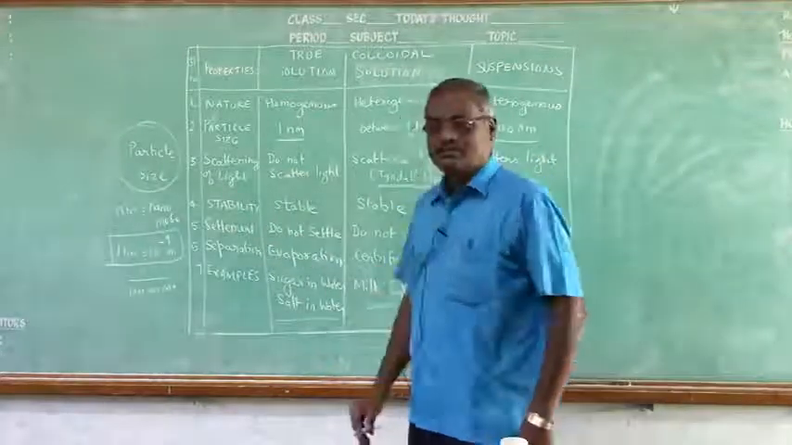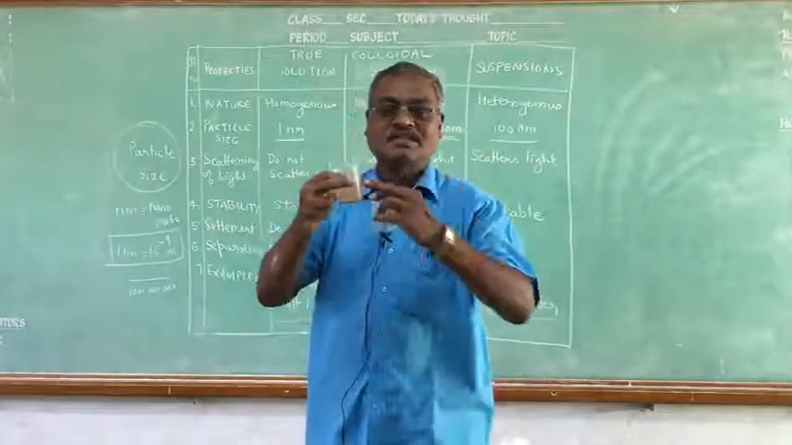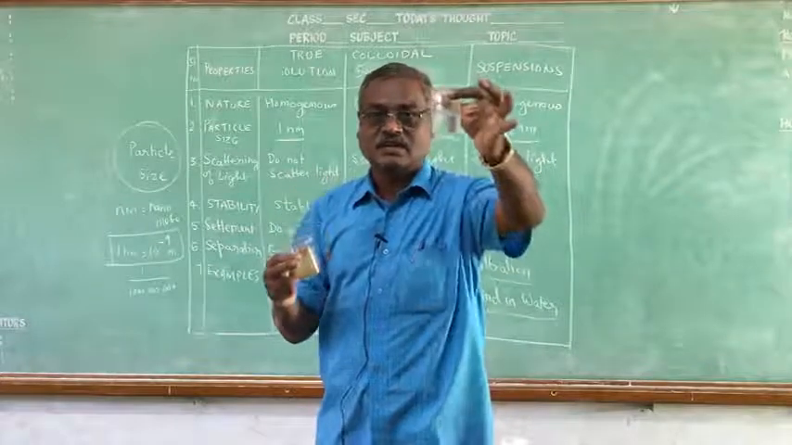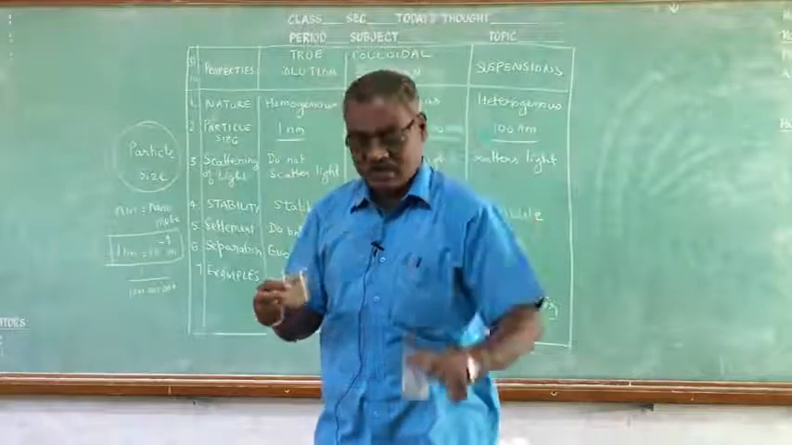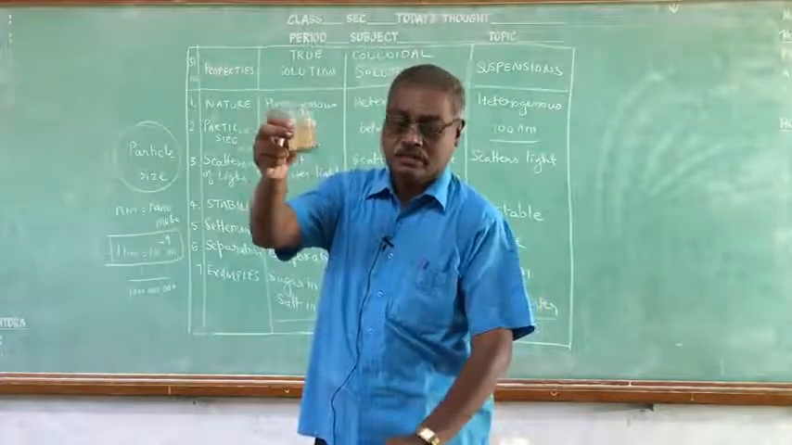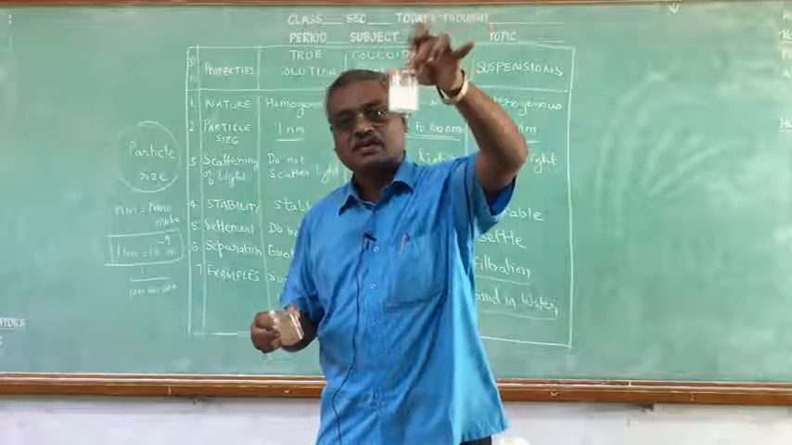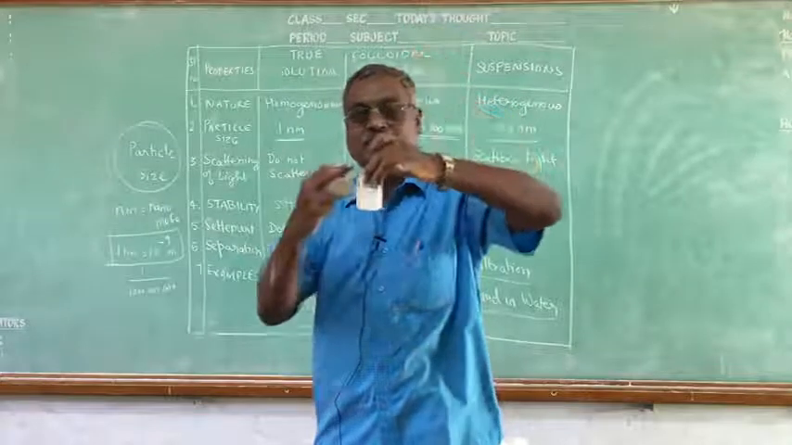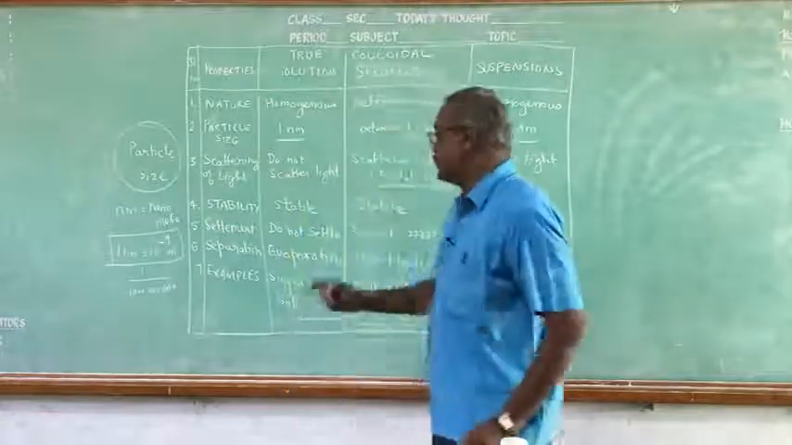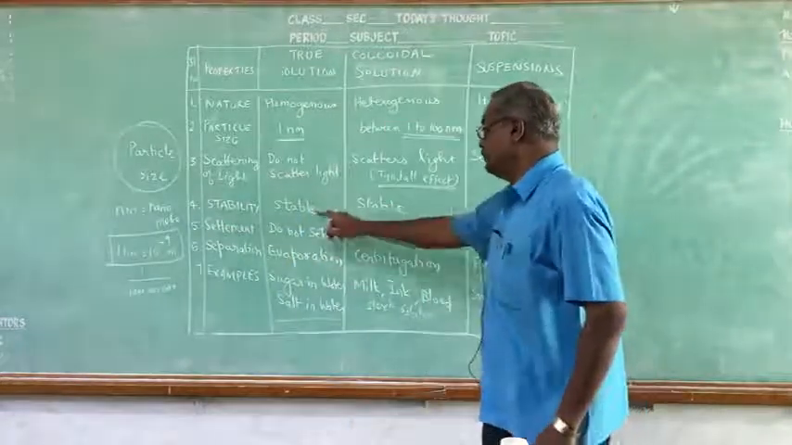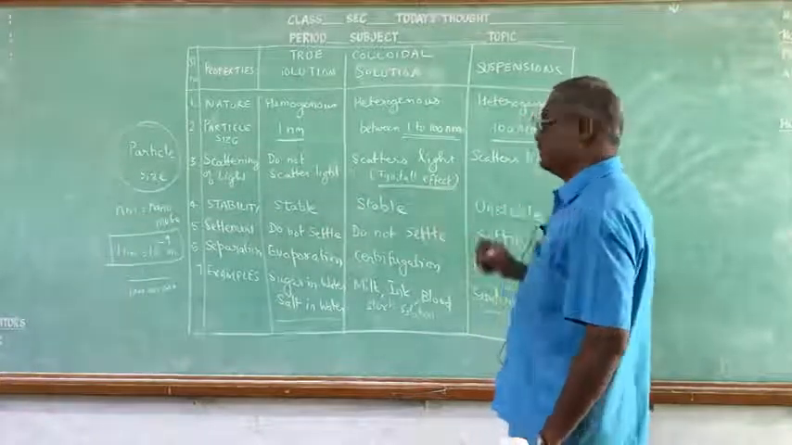Then the fourth one is stability. Which is stable among the three? Whichever is not settling is stable. Here there is no particle settled, all the solute particles are soluble, so it is stable. Whereas the suspension is unstable. Similarly here also, if you keep it for some time, some particles will settle down, so this is also unstable. Majority of the particles will move around or float, and some particles will settle. So here both true solution and colloidal solution are stable, whereas the suspension is unstable.